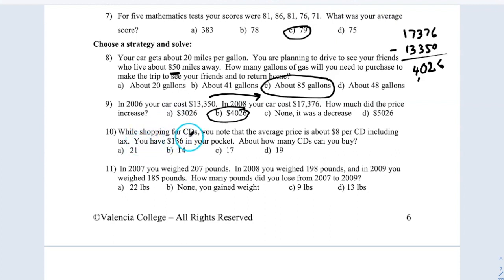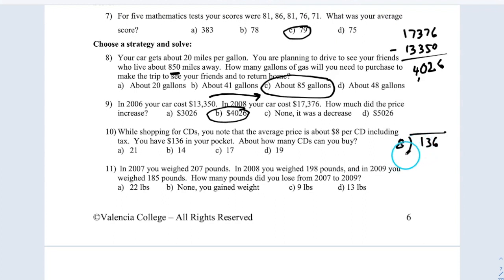10. While shopping for CDs, you know that the average price is about $8 per CD, including the tax. You have $136 in your pocket. How many CDs can you buy? So how many times do you have the 8 into the 136? You just need to divide.